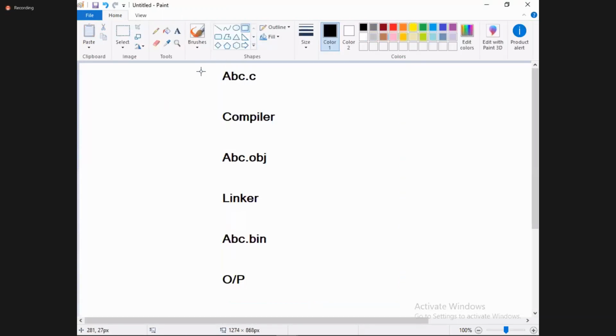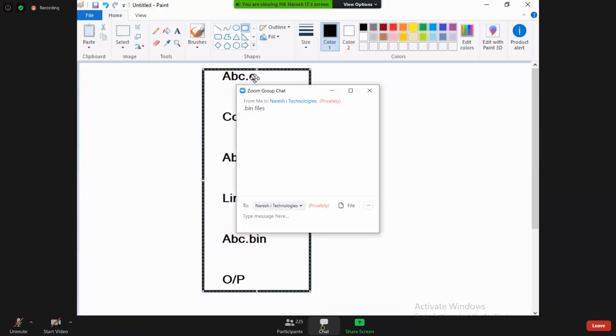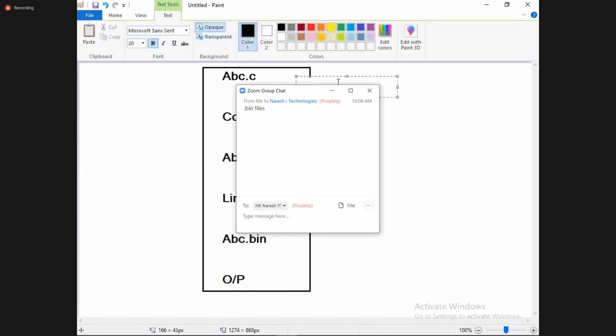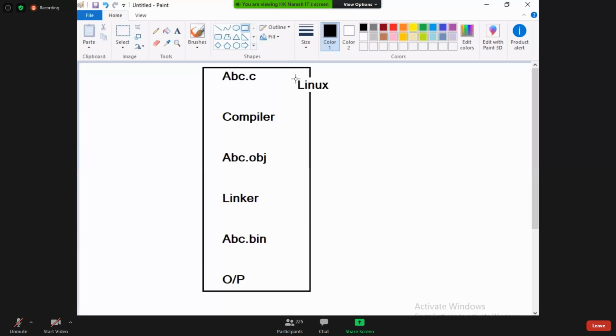Am I right? Assume that this is a server computer. Generally, the server computer's operating system is Linux. For the operating system of a server computer, we always choose Linux, because Linux is a fast-execution operating system.